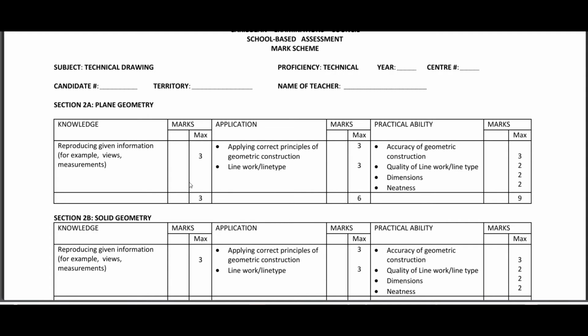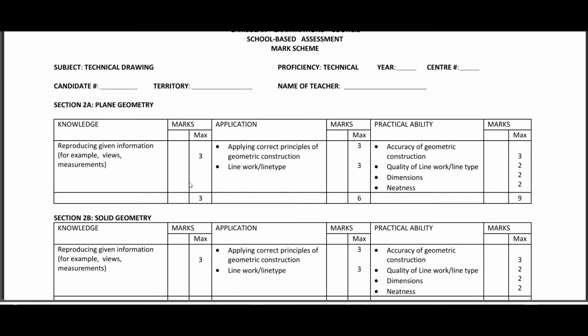Now when it comes to application, we're marking you for applying the correct principles of geometric construction. What are we talking about here? We're talking about the construction lines and those things, basically the evidence that shows the progress of the result.